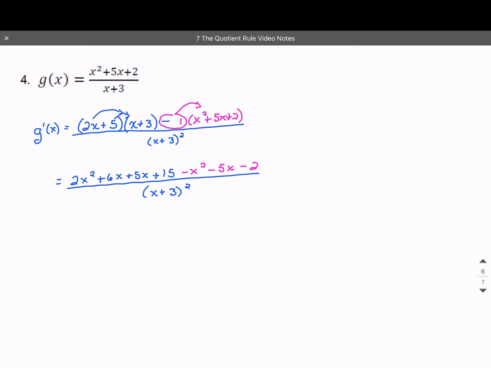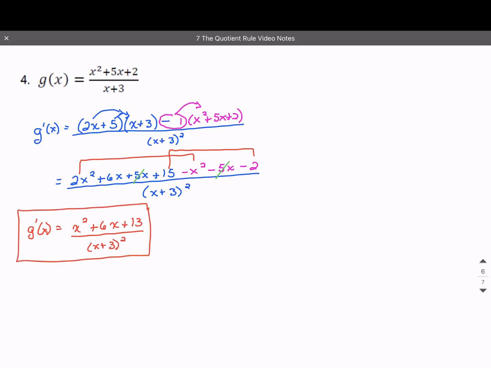Now if we look at this, the 5x's are going to add to 0. Okay. And I'm going to bring down my derivative name here. 2x squared minus x squared is 1x squared. I've got a 6x still left. And then a 15 minus 2 is 13 all over the denominator squared.